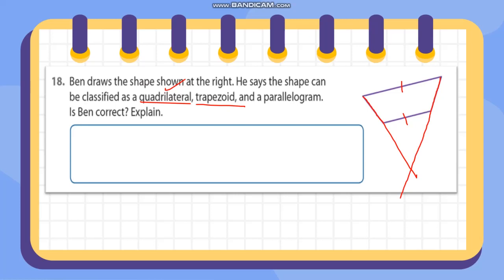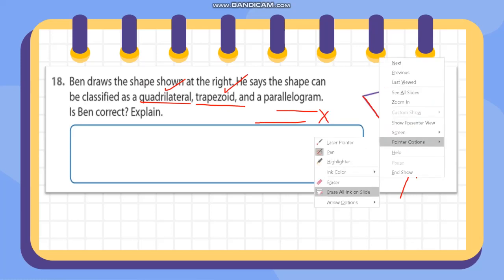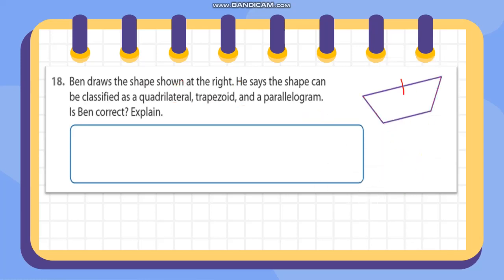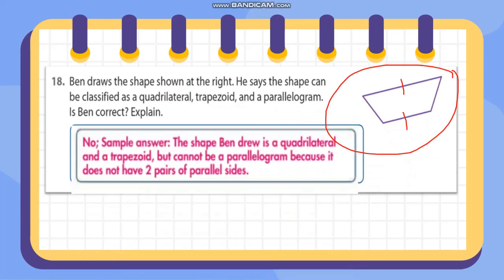Okay. How about parallelogram? Parallelogram is not. Why? Because when we say parallelogram, it means two pairs of parallel sides. So since we have only one pair of parallel sides, this quadrilateral is not a parallelogram. So Ben is not correct. Why? Because the shape Dan drew is a quadrilateral and a trapezoid only, but cannot be a parallelogram because it does not have two pairs of parallel sides.